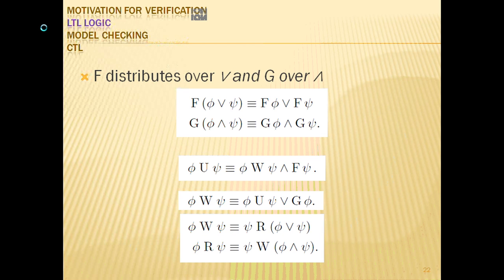Now another set of equivalences: F distributes over or and G distributes over and. That is, F(φ ∨ ψ) = Fφ ∨ Fψ, and G(φ ∧ ψ) = Gφ ∧ Gψ. Some other equivalences for until, weak until and release are shown.